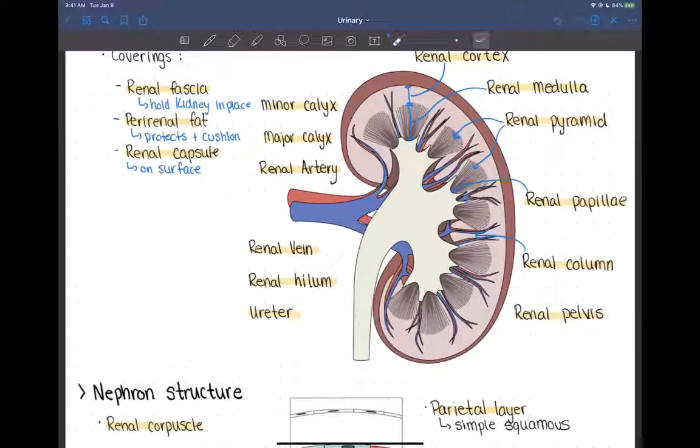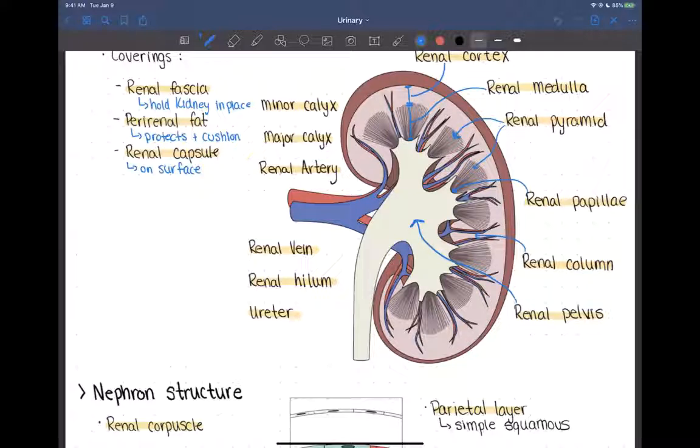And so if we keep going more internally, we have this large area here. That is called the renal pelvis. It's the major region, a cone-shaped area where all that urine collects. That is our renal pelvis here.